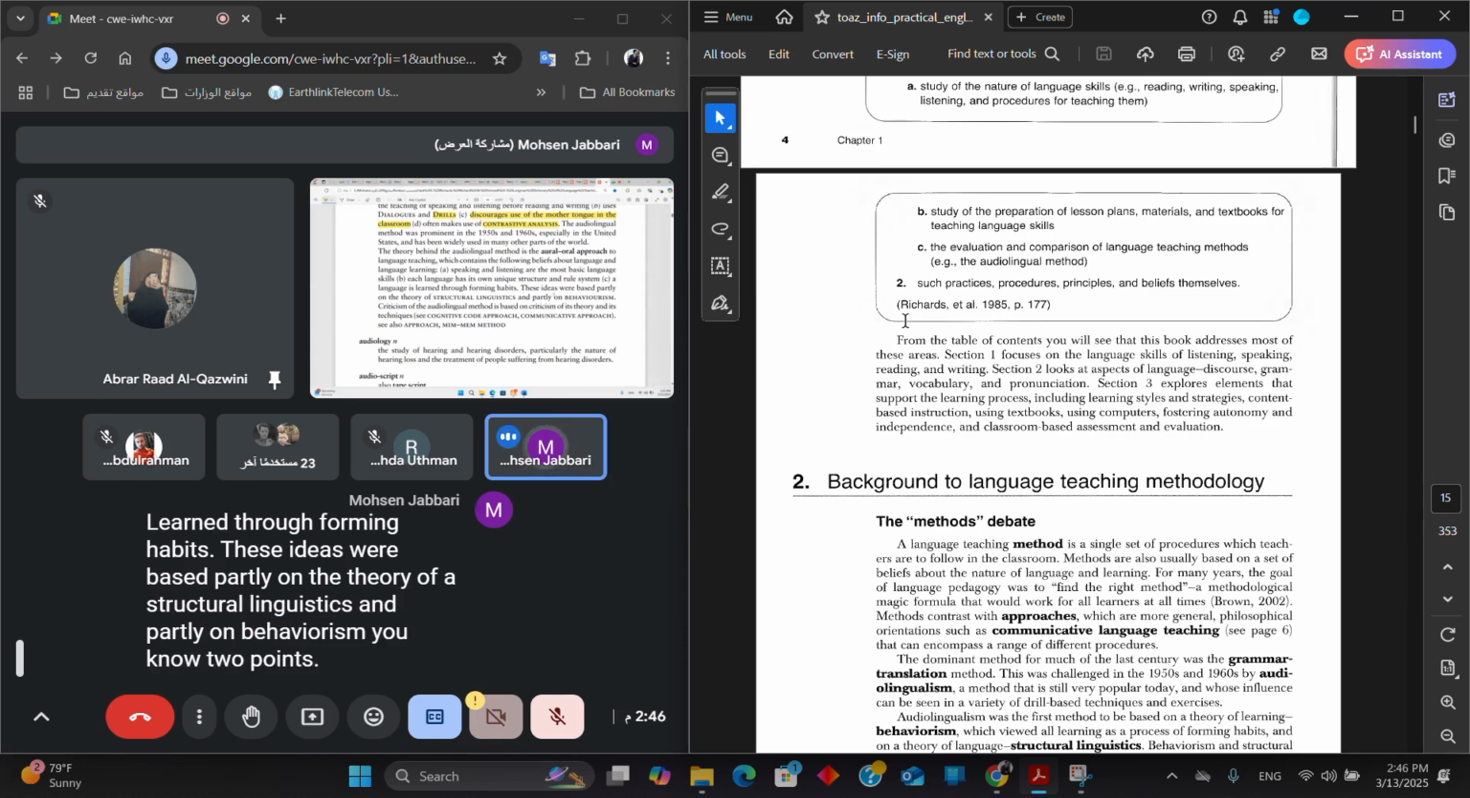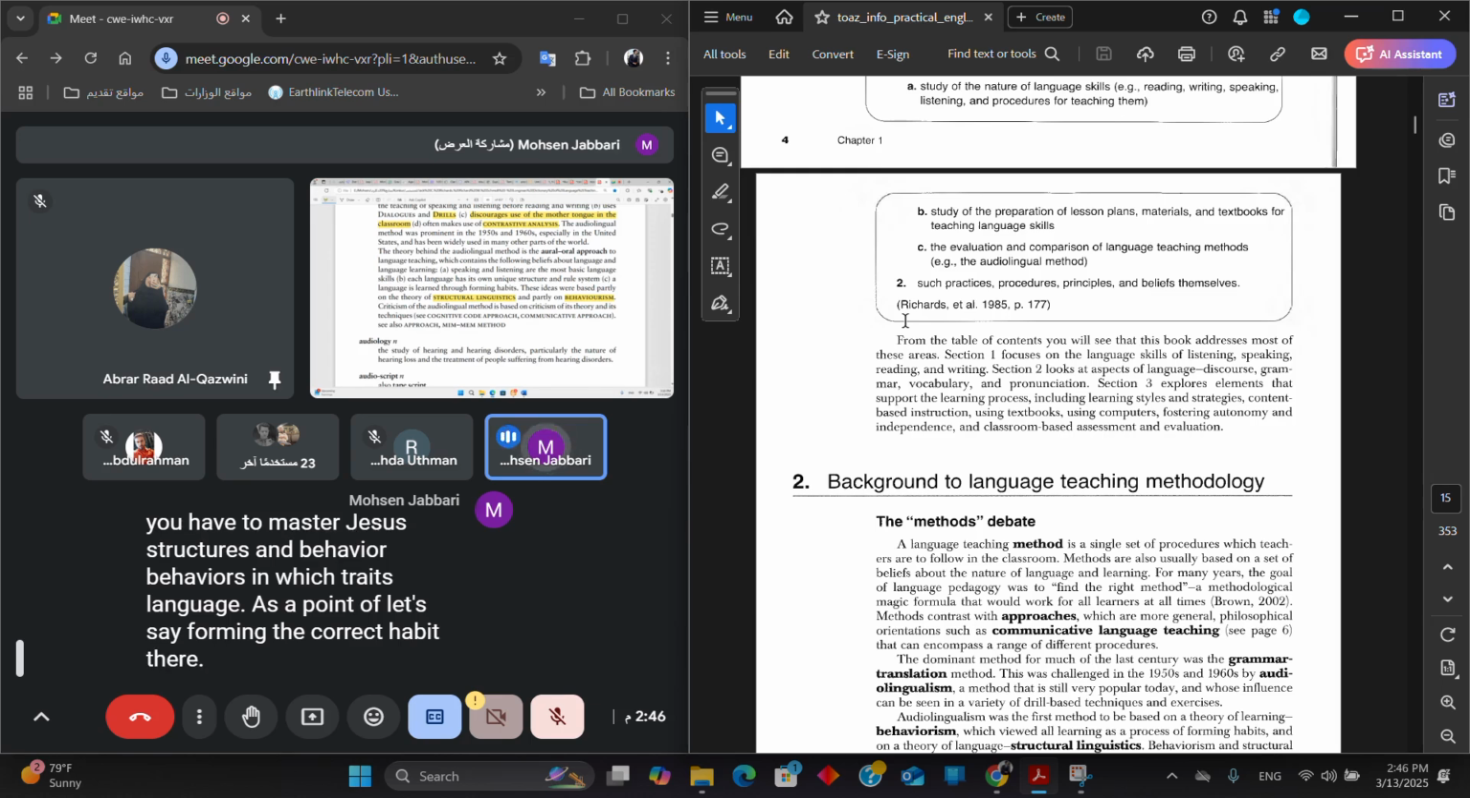The two schools of thought that support audiolingualism are structural linguistics, which says language is made up of different structures, and in order to master the language you have to master these structures, and behaviorism, which treats language as a matter of forming the correct habit.